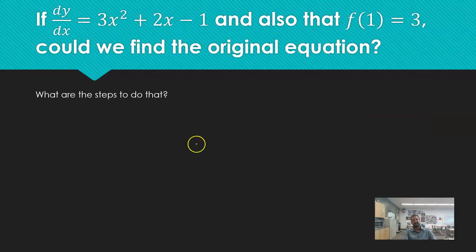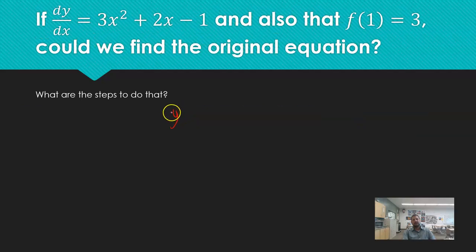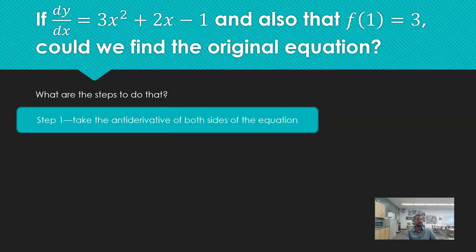So if I had this right here, okay, same function. I've got my original one. Whoops, I need to erase that. So I've got this function right here, but notice I now have an additional piece of information. In addition to my derivative, I also have that f of 1 is 3, so on the original function, when x is 1, y is 3. Well, step number 1, there are steps to do these problems. Step number 1 every single time is we take the antiderivative. And in this case, we've already done that: y equals x to the third plus x squared minus x plus c.